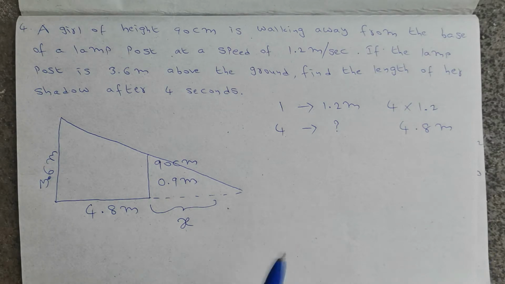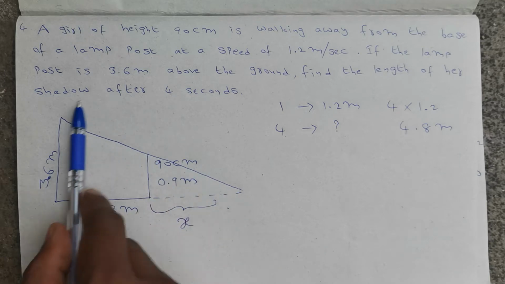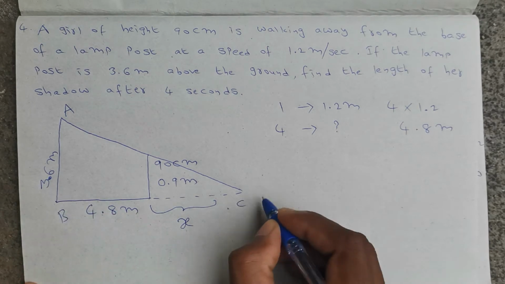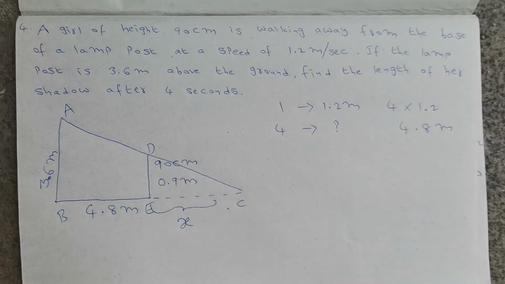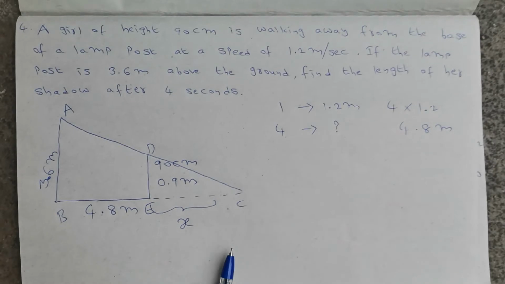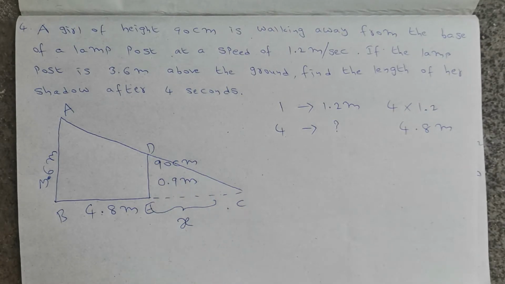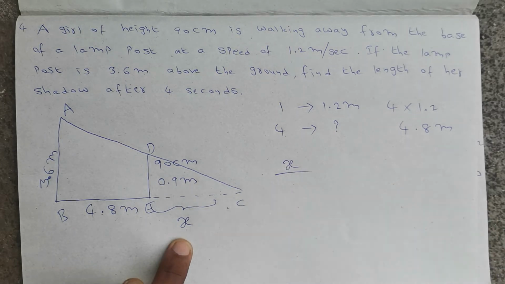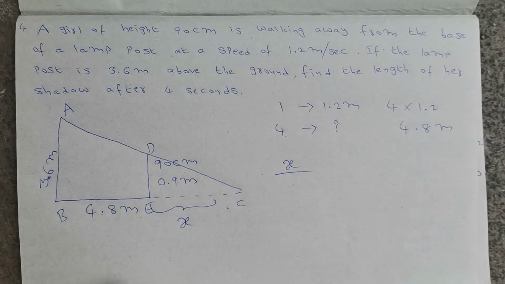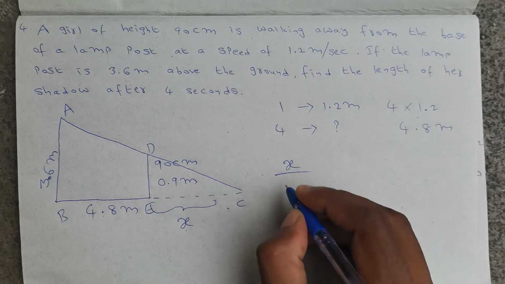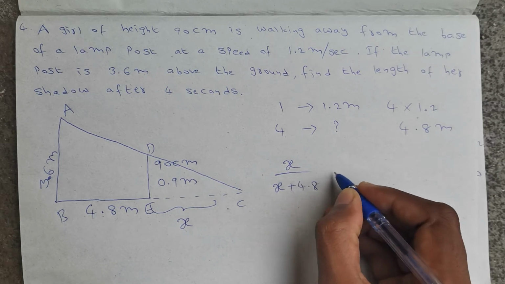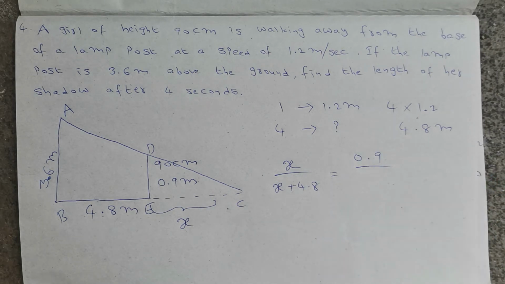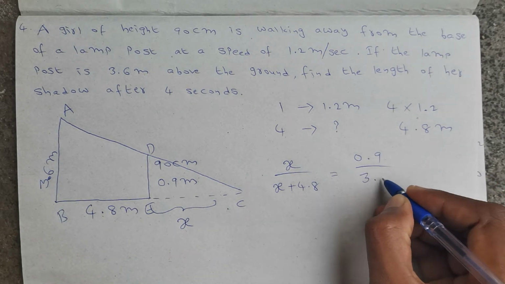Okay, now this is the small triangle. This is the total bigger triangle. Just for clarity, I am writing the names also: A, B, C and D, E. ABC is the bigger triangle and CDE is the smaller triangle. Now, smaller triangle first side x divided by bigger triangle first side x plus 4.8, equals smaller triangle base 0.9 divided by bigger triangle base 3.6.